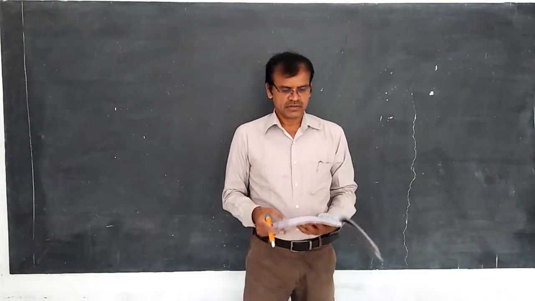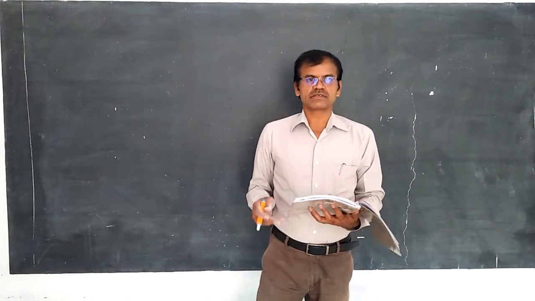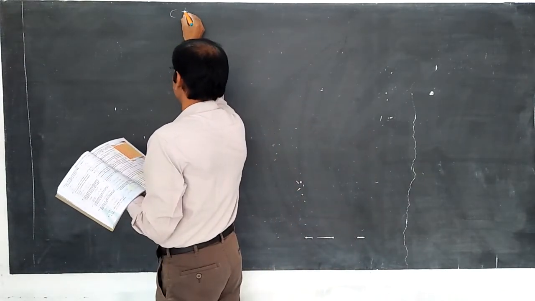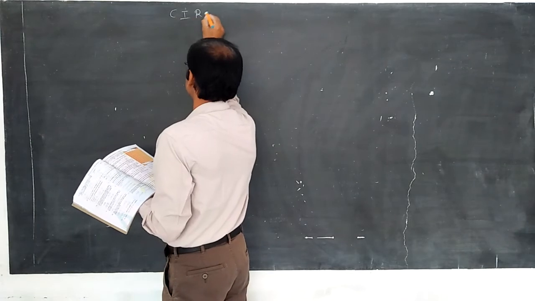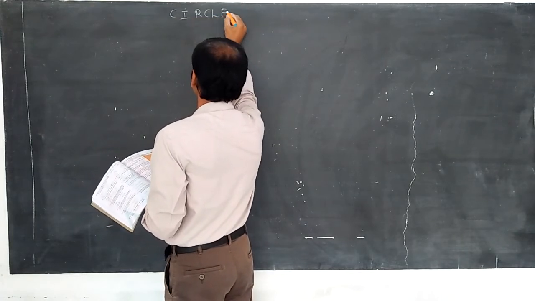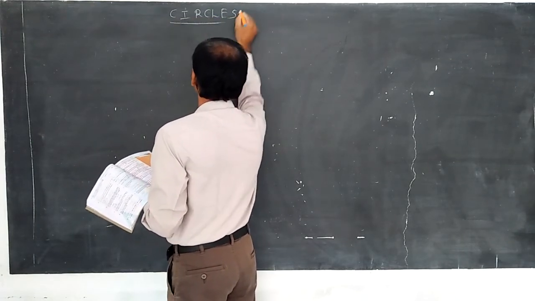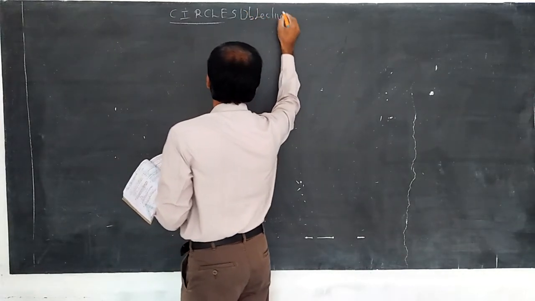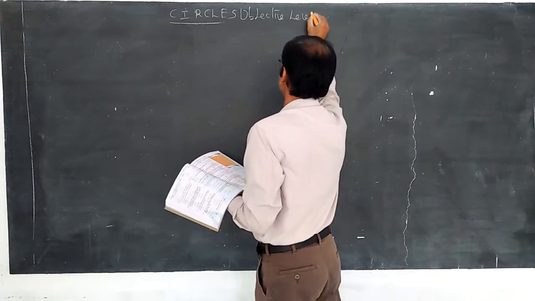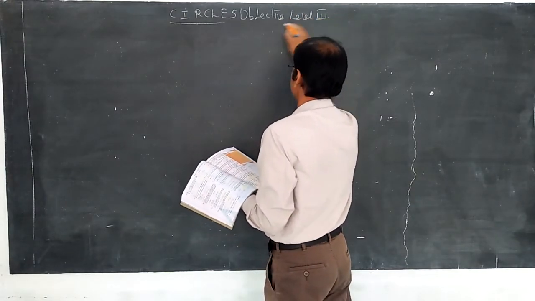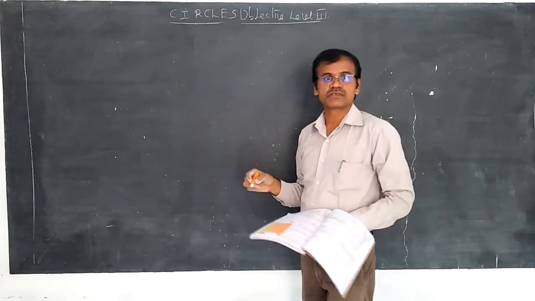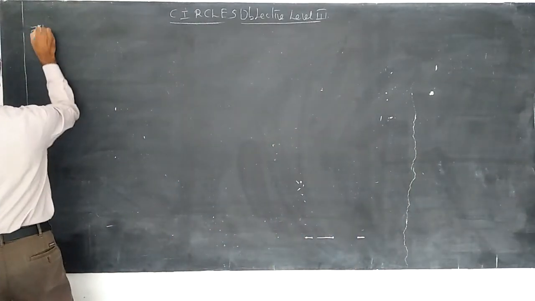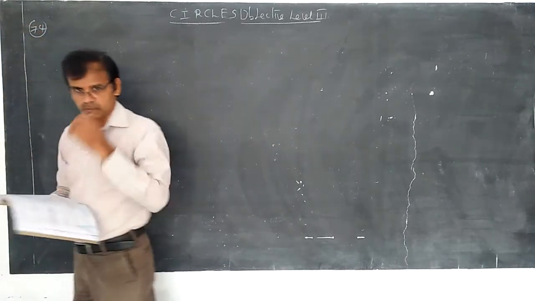Dear students, in the previous class, circles level 3, we discussed up to 73 sums. This is the last class to handle circles level 3. Let us now discuss the 74th question.